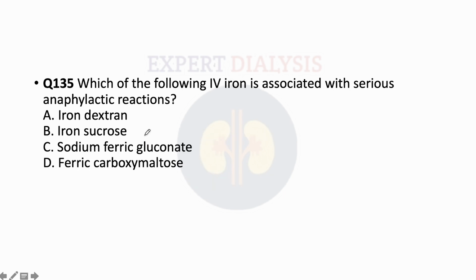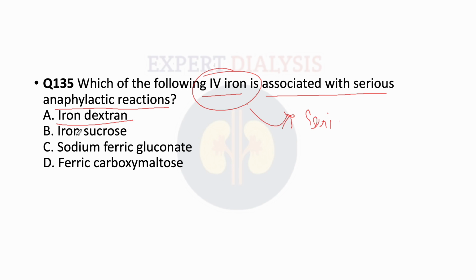Moving to the next question, it says, which of the following IV iron is associated with serious anaphylactic reactions? We have to choose the type of iron that is responsible for serious anaphylactic reactions and is nowadays seldom used. Option A is iron dextran, option B is iron sucrose, option C is sodium ferric gluconate, option D is ferric carboxymaltose. The right answer will be iron dextran.